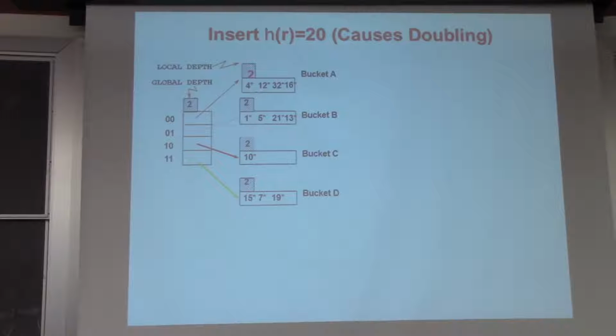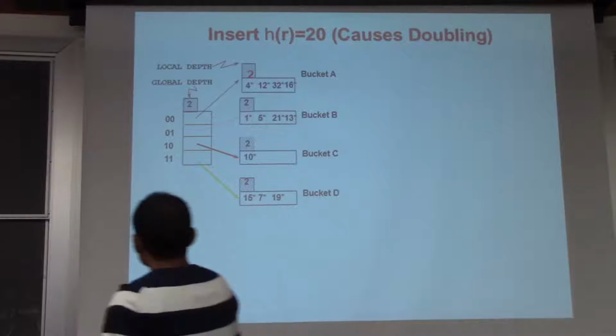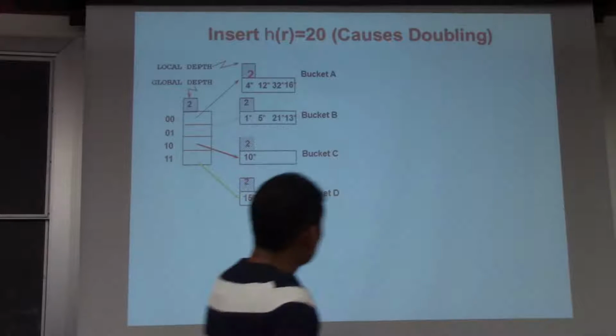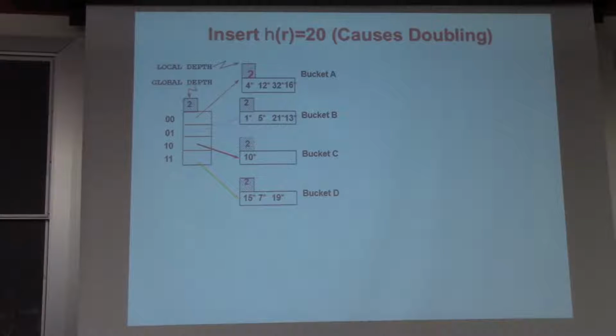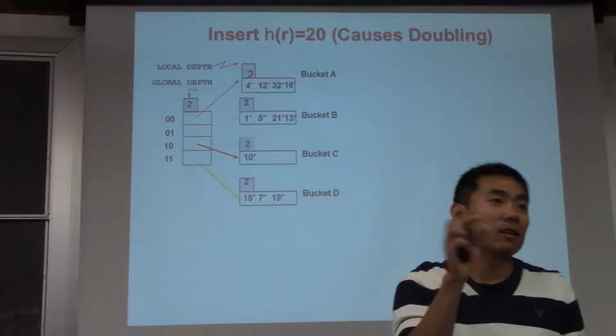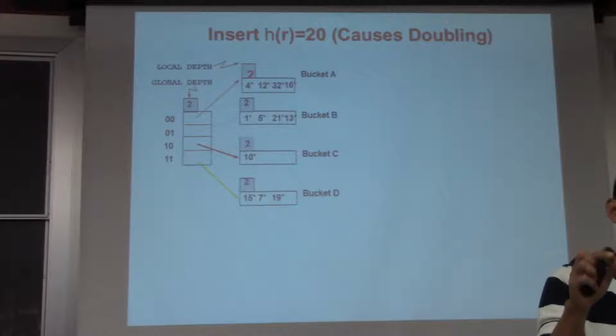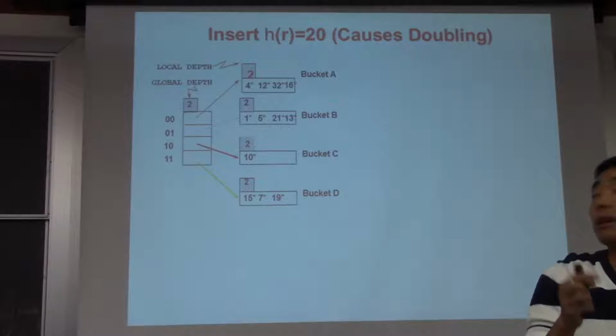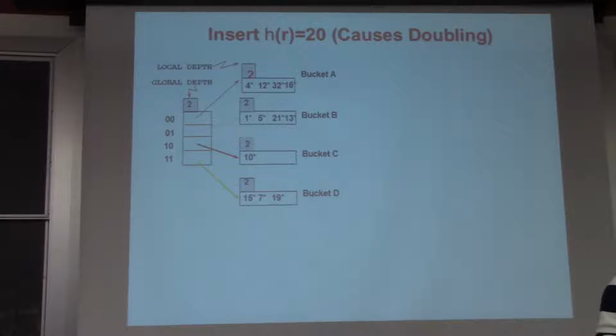So I basically move the same example to this slide. I continue from here. So let's say I insert 20. The hash value of a search key is 20. 20 is what in value? So 16 is 0, 0, right? 17 is 0, 1. 18 is 1, 0.